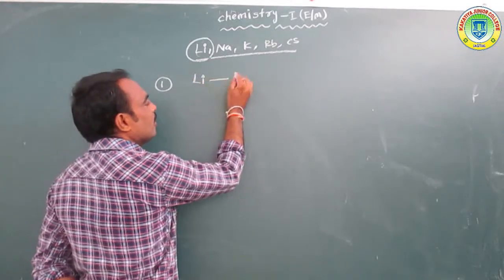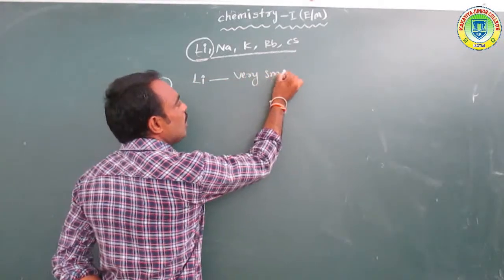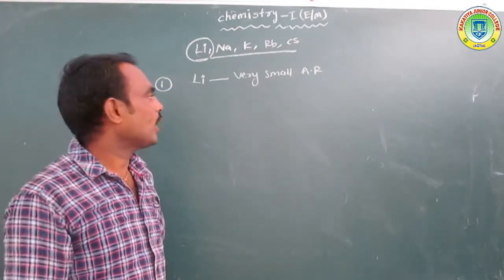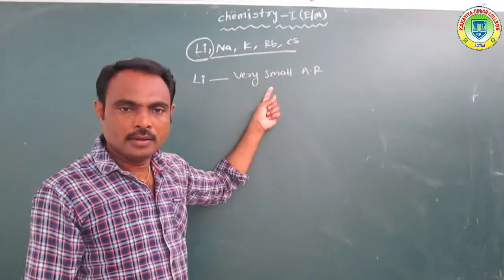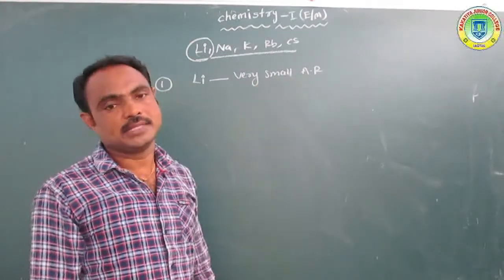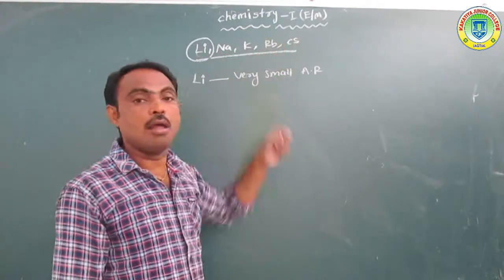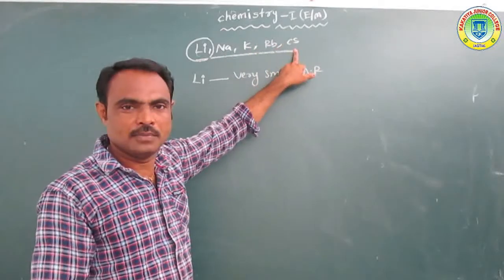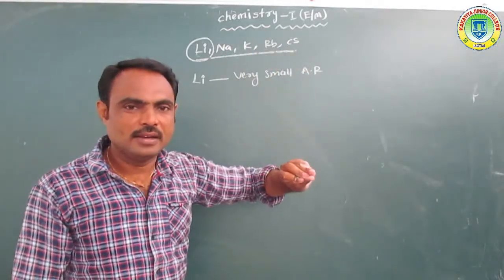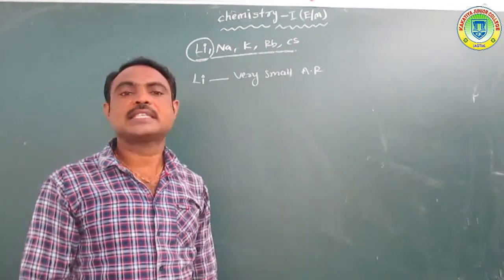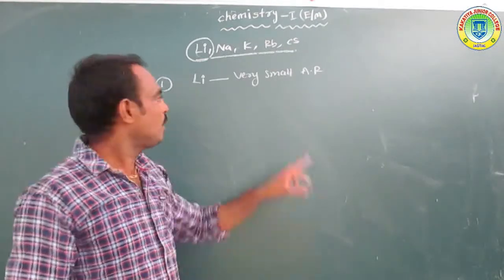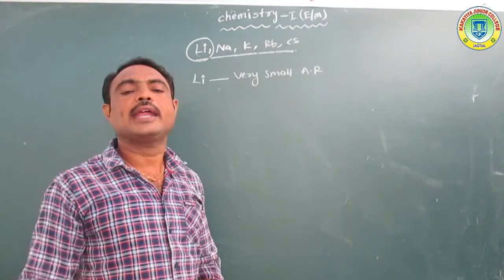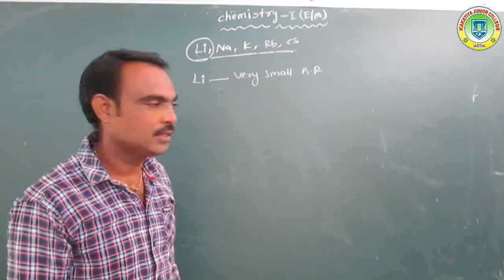Lithium contains a very small atomic size or atomic radius compared with all the remaining elements. Sodium, potassium, rubidium and cesium all have a very high atomic size or atomic radius, but lithium has a very small atomic radius.